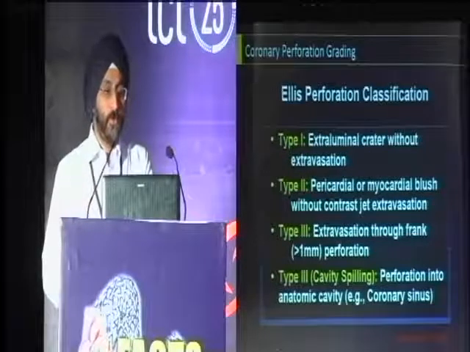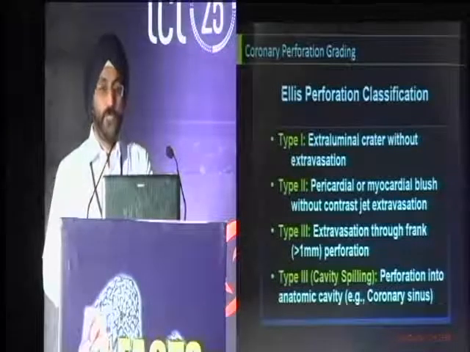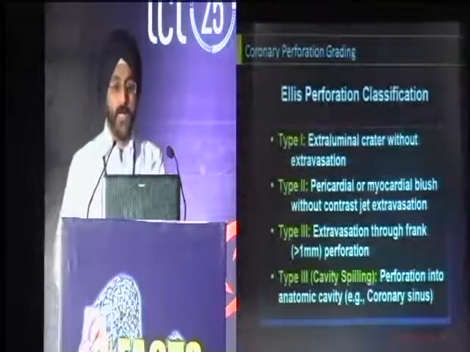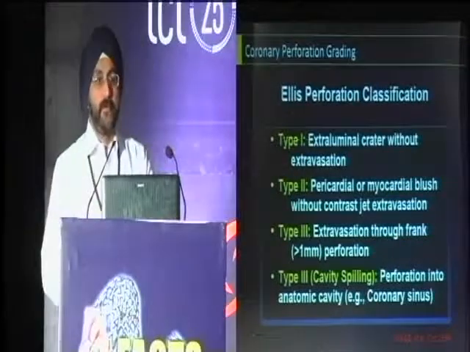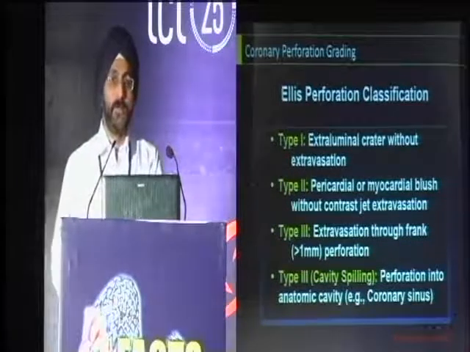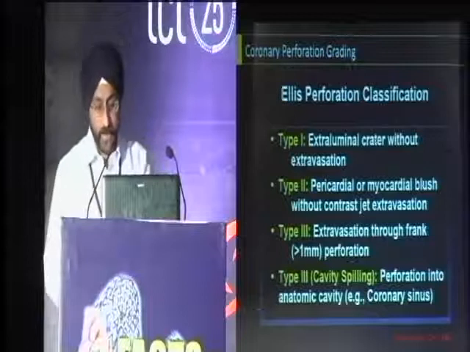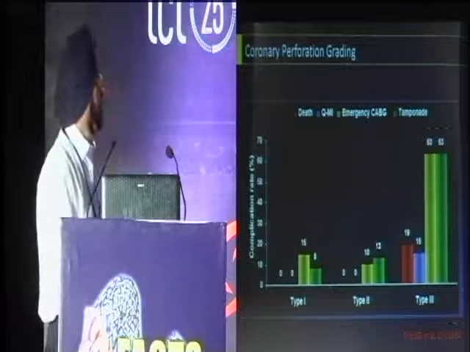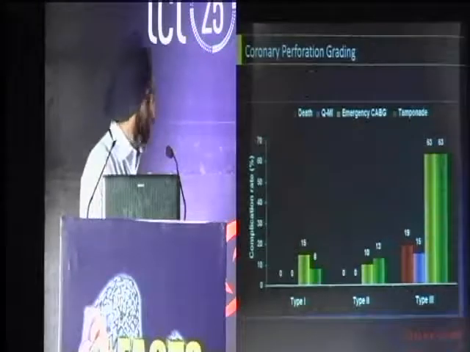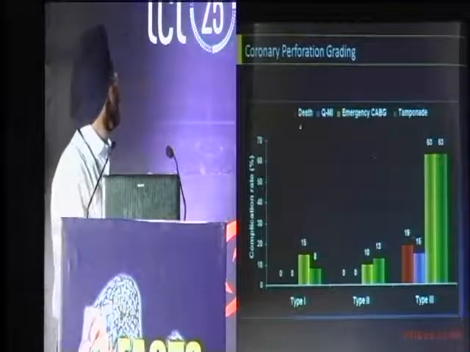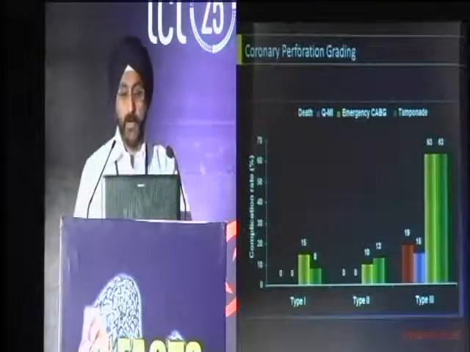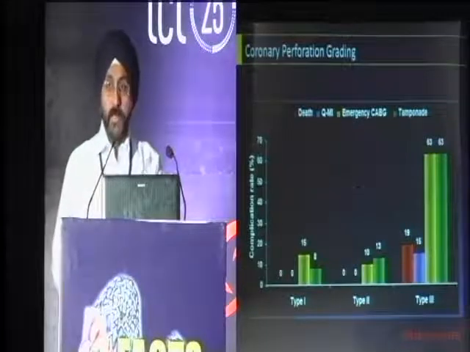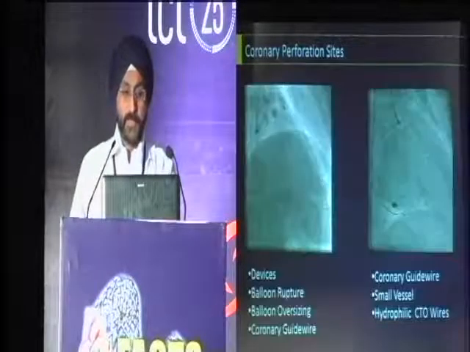In type 2, there is no definite frank perforation or channel of more than 1 millimeter, but definitely there is a pericardial or myocardial blush, as compared to type 3, in which there is a frank ooze either into the pericardium or maybe into the cavity. Why is it important? In grade 2 and especially grade 3, there is a higher incidence of death, MI, emergency CABG and tamponade. Obviously that's why its management becomes very, very important, with very timely intervention.